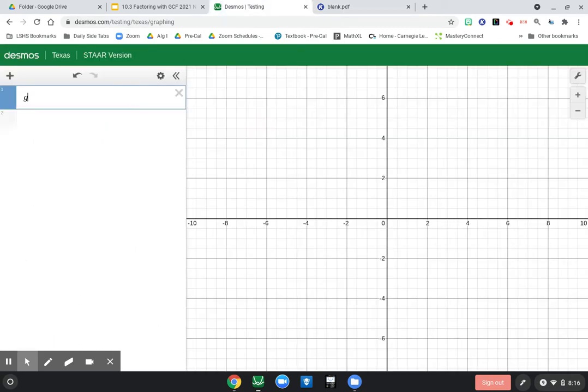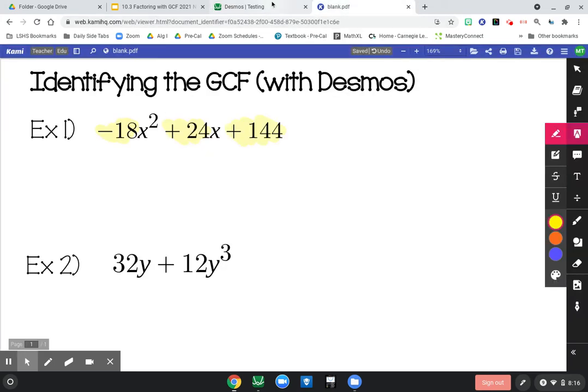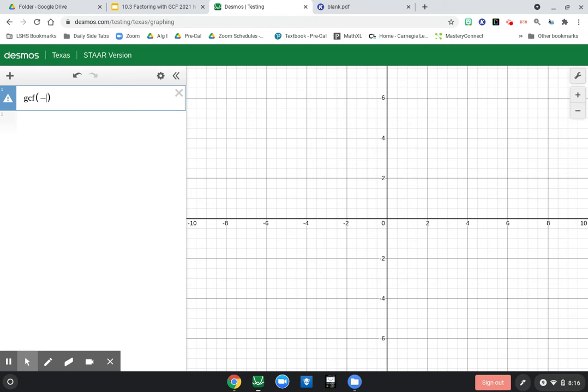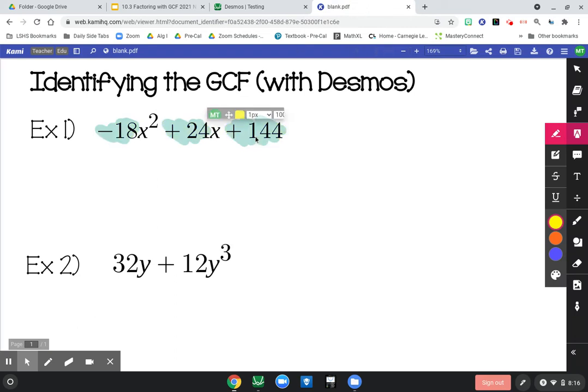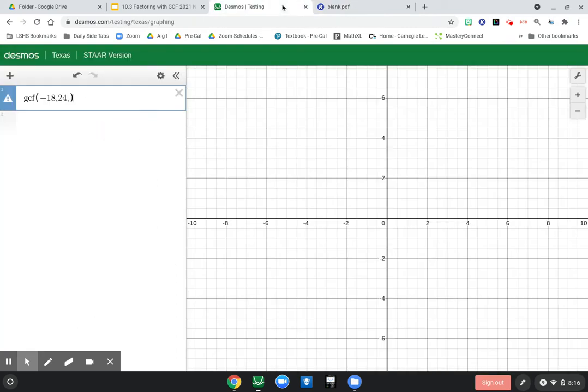I'm going to type in GCF parentheses, and I'm going to put those coefficients inside my parentheses, separated out with commas in between. So I have negative 18, comma, positive 24, and then my last one was 144. And then you can see that you have an answer given, which is 6.